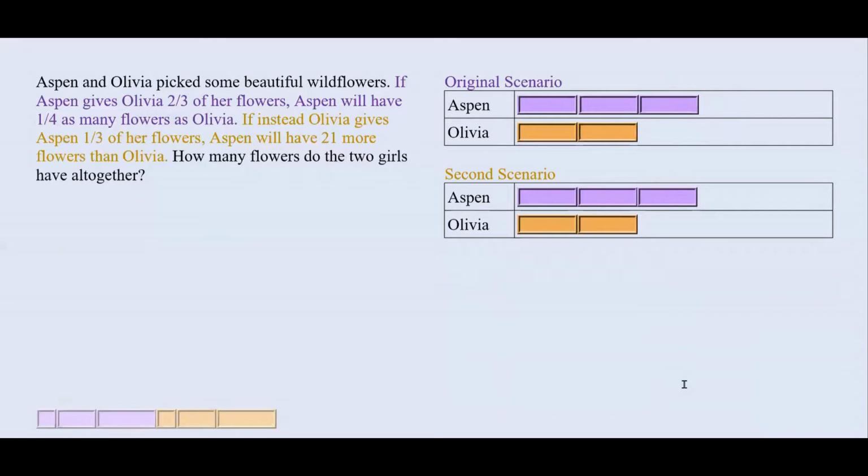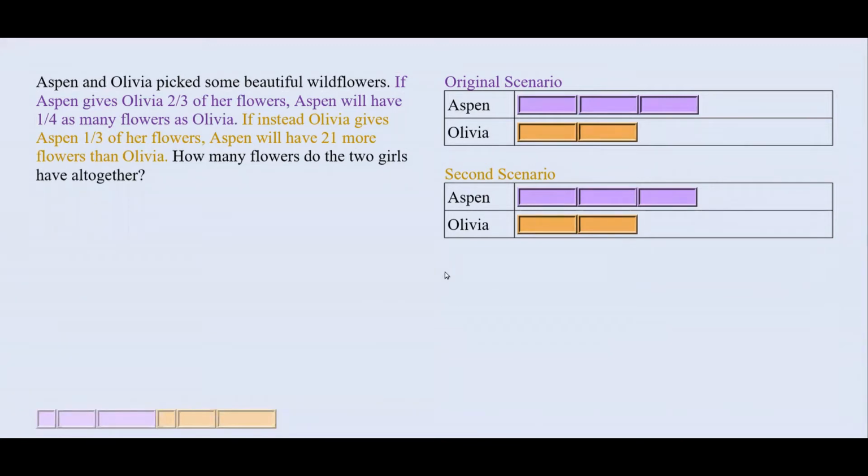Now let's work on the second scenario, this one. If instead Olivia gives 1/3 of her flowers, Aspen will have 21 more flowers than Olivia. The problem is, this is where we are. However, it's very hard to give 1/3 of Olivia's flowers to Aspen. What I have to do is take 1/3 of the first rectangle that Olivia has and give it to Aspen. Then take the second rectangle, cut it into 3 equal parts, take one of those parts and give it to Aspen.